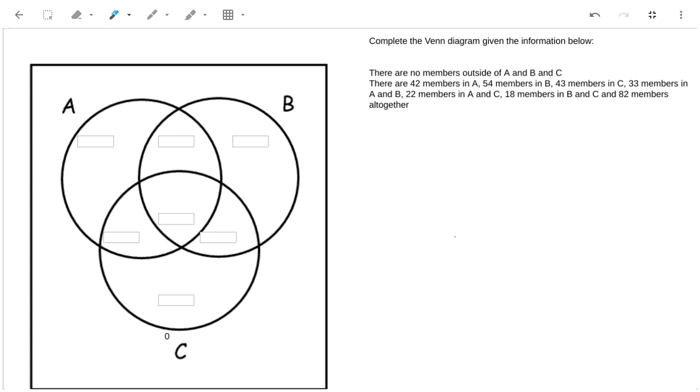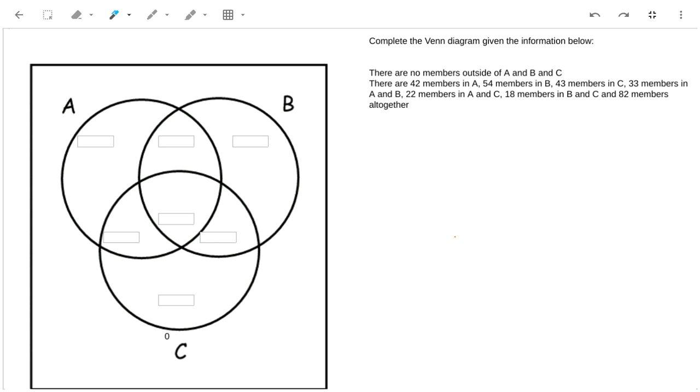Hello. Here is a tricky Venn diagram question. It's tricky because they tell us the information, but not for just one of these missing numbers, but four. 42 members in A, well, that's four possible numbers. And 22 members in A and C, well, that's two possible numbers. We're not told just one of these numbers, and that might help us find out the rest.